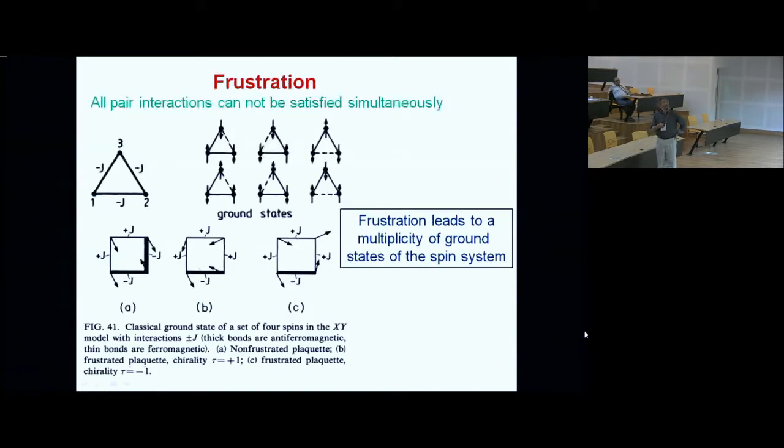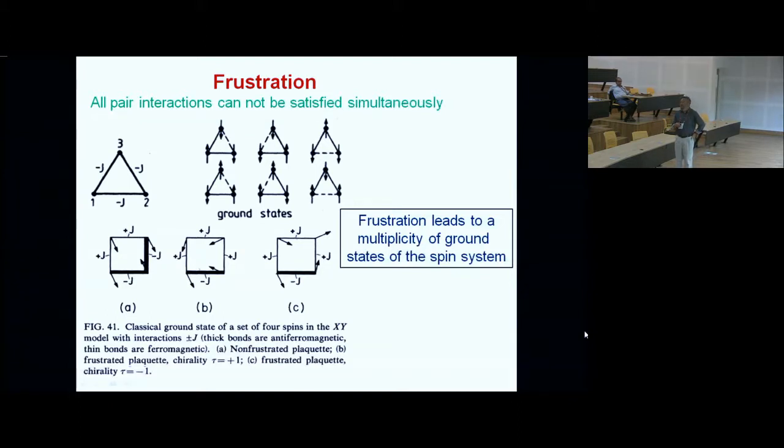So just take, let's say, a triangle like that. And let's say all these three interactions are negative. Then you can easily see that it is not possible to find a spin configuration for which all these three bonds are happy, in the sense that we cannot minimize the energy associated with a particular bond simultaneously for all of them.